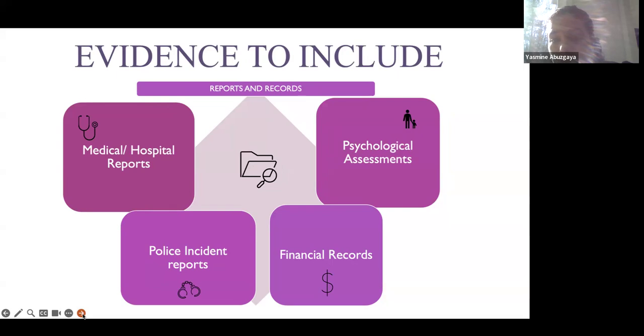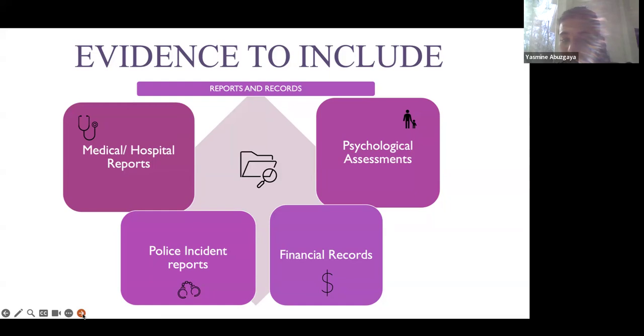Other evidence that you can include as part of your agency application include reports and records. So for example, if you have medical or hospital records, reports of any injuries or trauma that relate to family violence, a diagnosis and treatment plan, for example, for any medical condition that you can't get adequate care for in the country of origin.